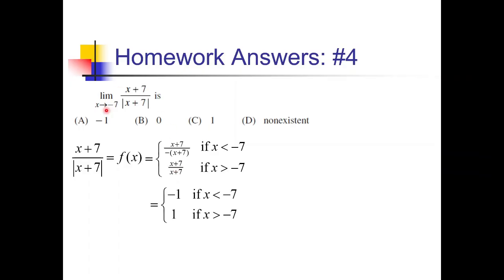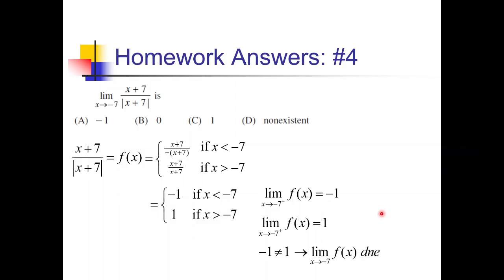And now for the two-sided limit as x approaches -7, since -7 is a border value and I want the two-sided limit, I need to find the left and the right side limit. The left side limit is just this left rule here, this top rule, which is just a constant of -1. The right side limit is this bottom rule, which is also a constant, but it's a constant of +1. Since -1 and +1 are not the same number, our limits don't agree, so our two-sided limit is actually going to not exist. So that's going to be choice D.